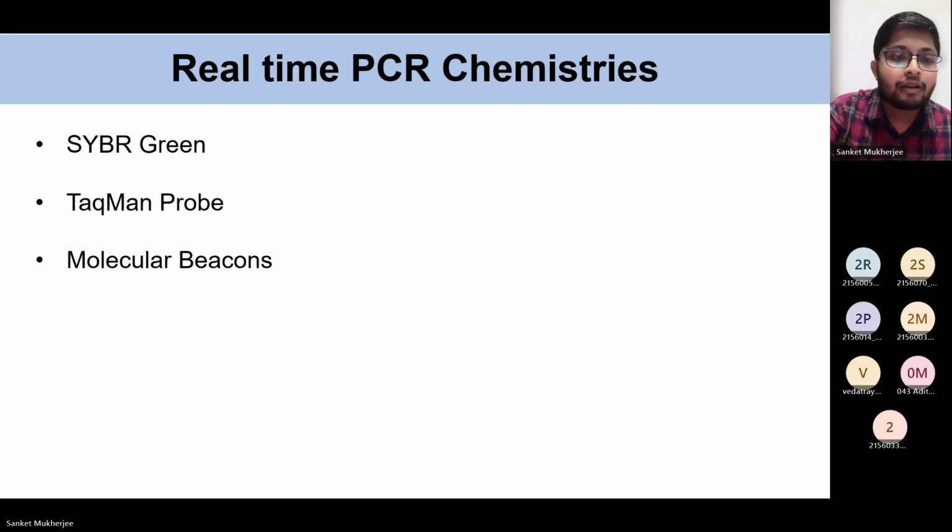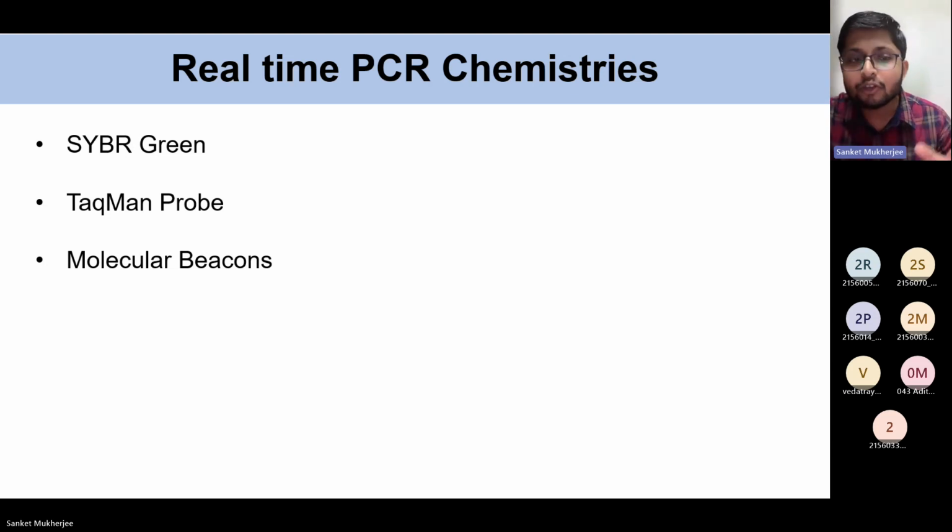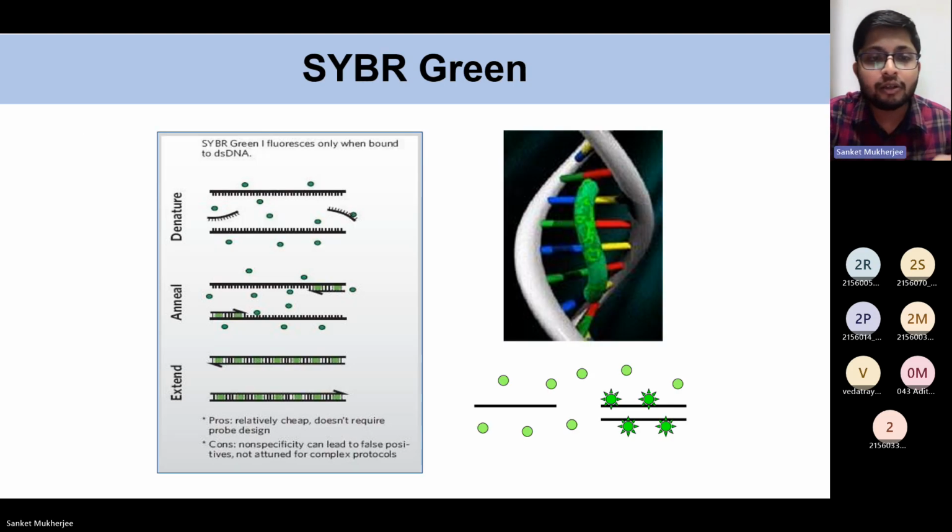Yes, sir. What does a TaqMan probe do? TaqMan probes and molecular beacons are specifically designed, so we'll talk about them later. But let's talk about SYBR Green now. It only fluoresces when it is bound to double-stranded DNA. It's really cheap. But what could be one of the disadvantages of using SYBR Green?